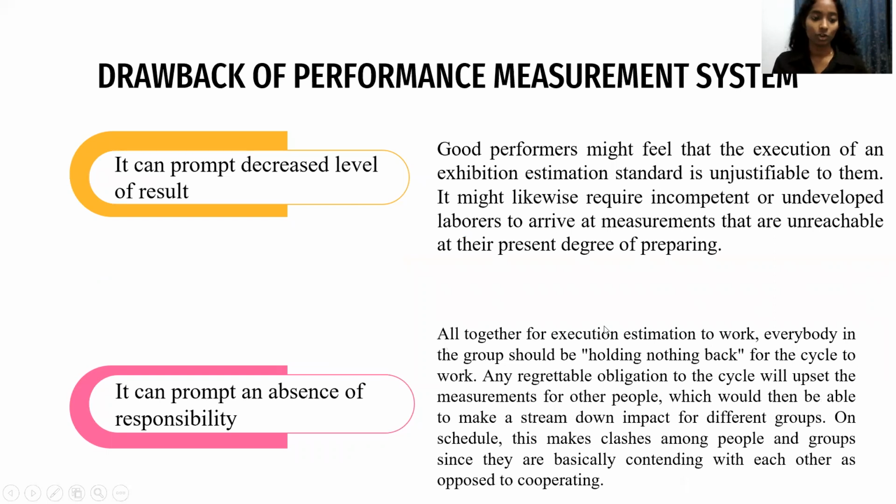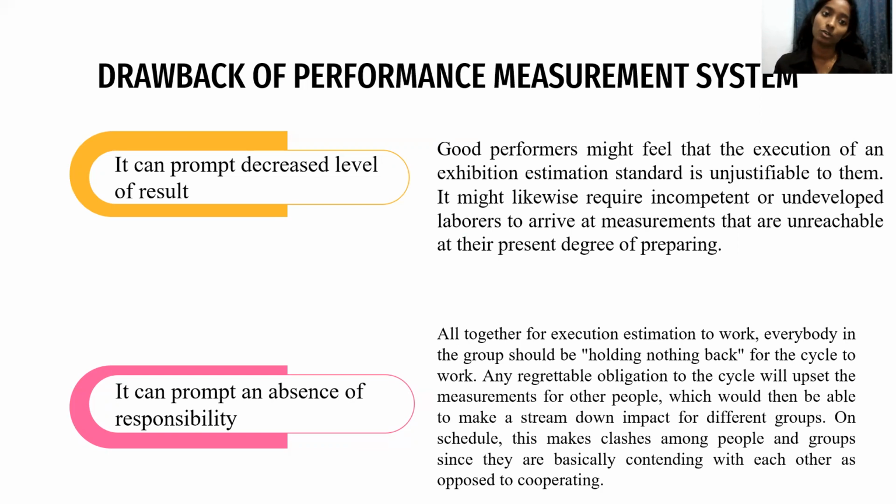Next, we'll be looking into the drawbacks of performance measurement system. The drawbacks are that it can prompt decreased level of results. So the good performers might feel very unfair when the execution of a performance measurement standard is required, where they require incompetent or undeveloped workers to arrive at the measurements at their level. So it takes a lot of time. So the degree of preparing will be very unfair to them.